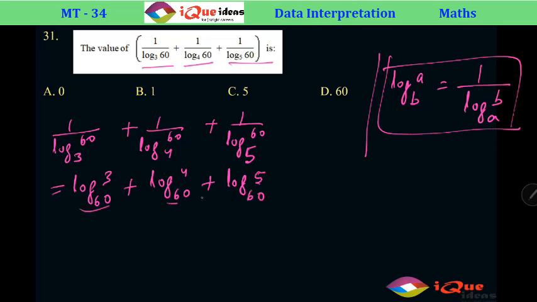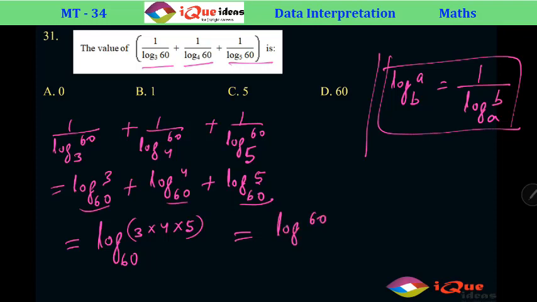Now all of them have base 60 and they have plus signs. So that means the numbers will get multiplied. They become one single log with base 60 and the numbers inside directly get multiplied. So 3 into 4 into 5. Now 3 fours are 12, into 5 is 60. So it is log of 60 to the base 60. Now log of any number to its own base is 1. So the answer of this question is option B, 1.